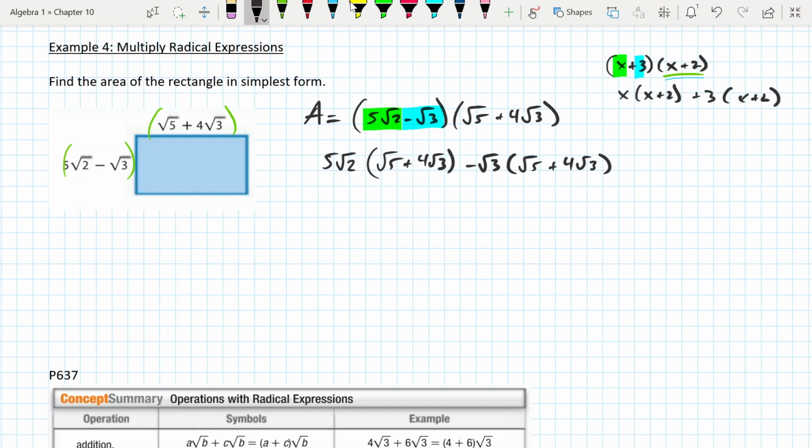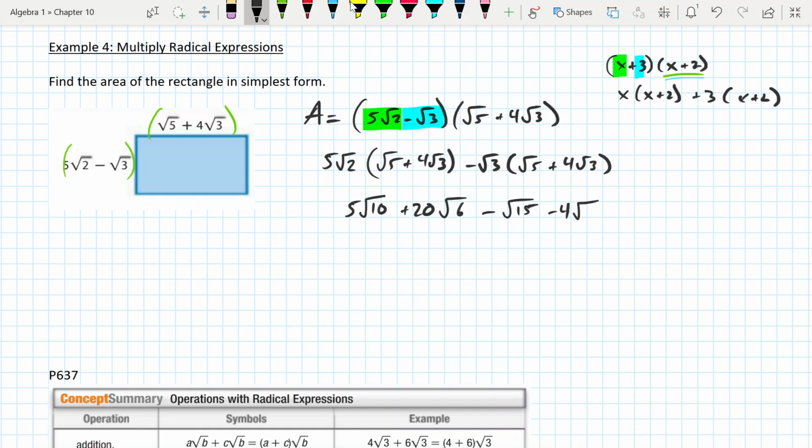Distribute everything. 5 times 1 is 5. 2 times 5 is 10. 5 times 4 is 20. 2 times 3 is 6. Negative 1 times positive 1 is negative 1. Root 3 times root 5 is root 15. And negative 1 times 4 is minus 4.